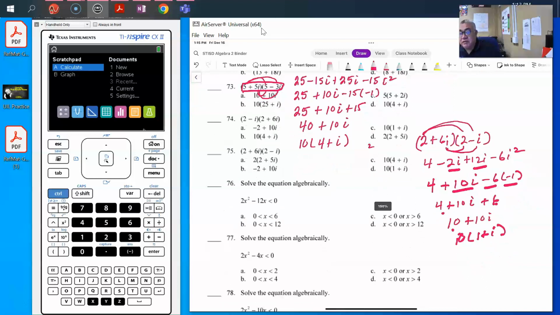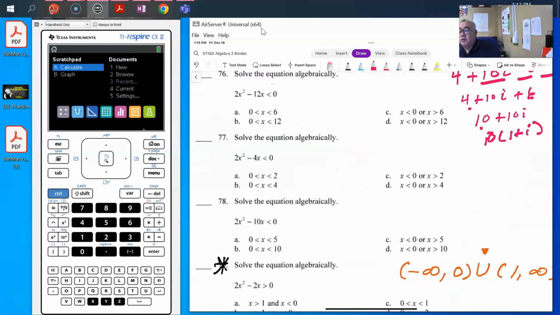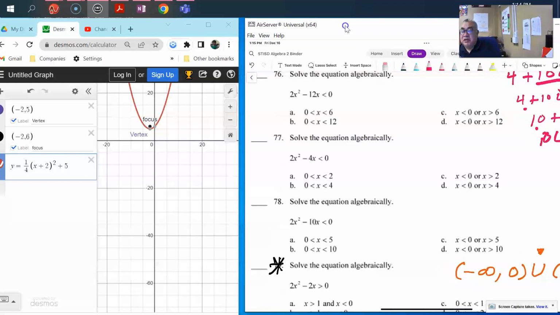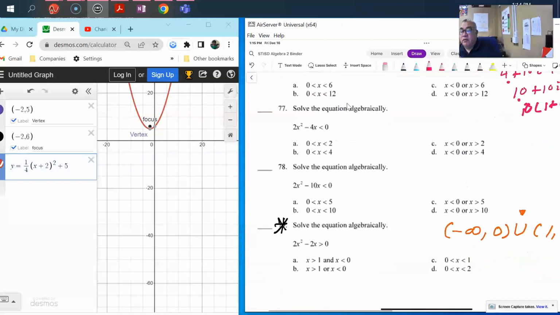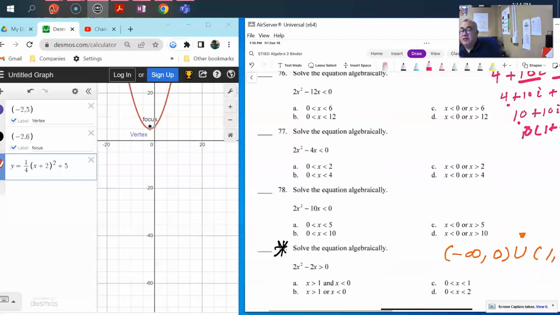Okay, 77 was something I did last time. And I said you can use Desmos to get the interval. Some of you were writing domain and range. That's not what we're looking for. We're looking for a solution. That means a set of answers for these inequalities. So for example, I did all of these, but I'll do it again.